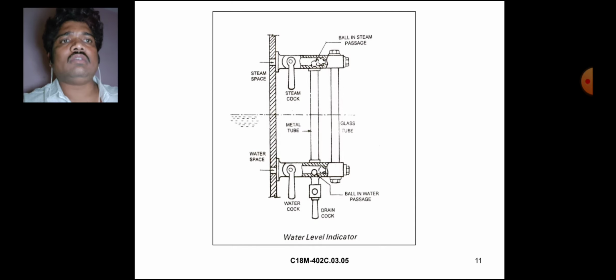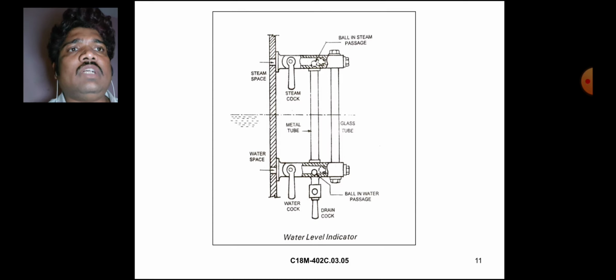This is a water level indicator as shown in this figure. Ball in steam passage, steam cock, glass tube, metal tube. There are two tubes: one is a glass tube, and another one is a metal tube. Steam cock, steam space, water cock, water space, drain cock, ball in water passage. These are the components in the water level indicator as shown in this figure.